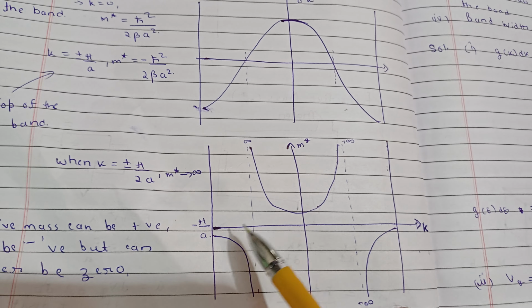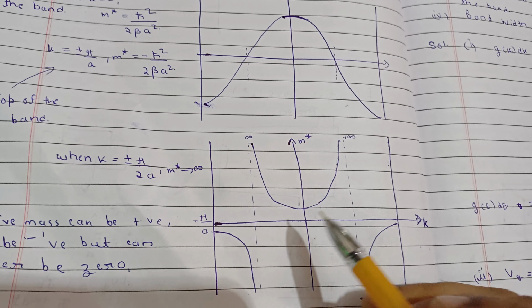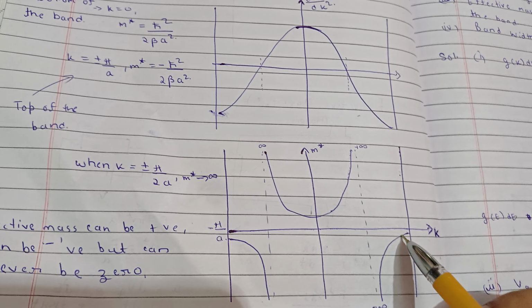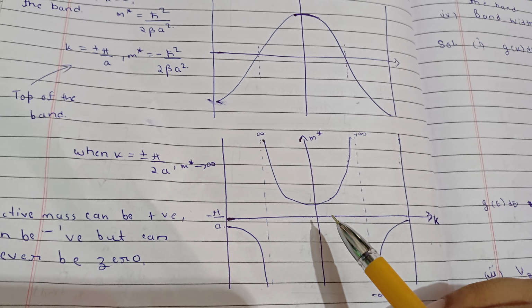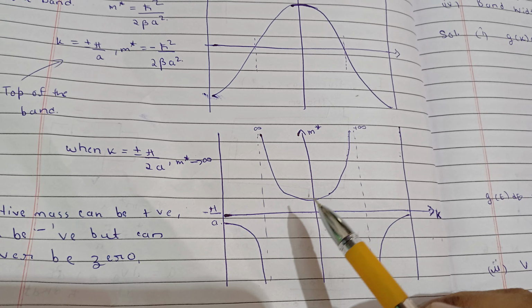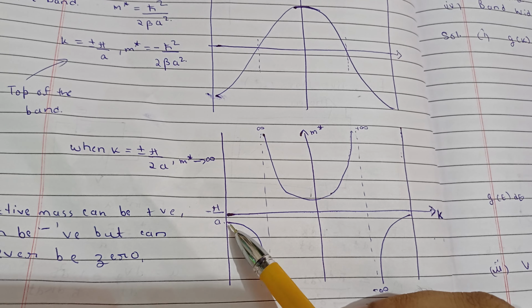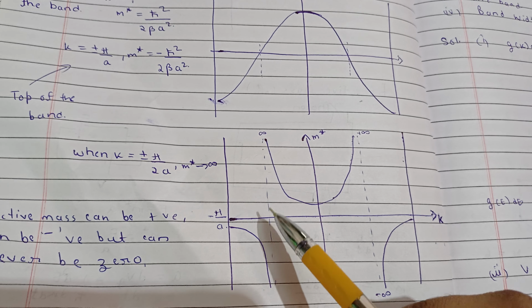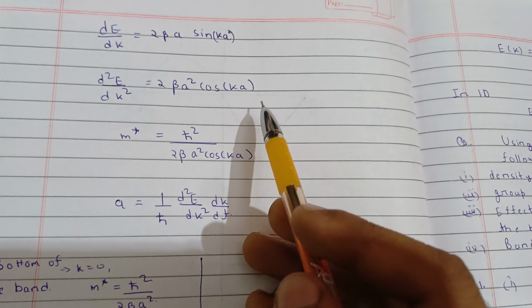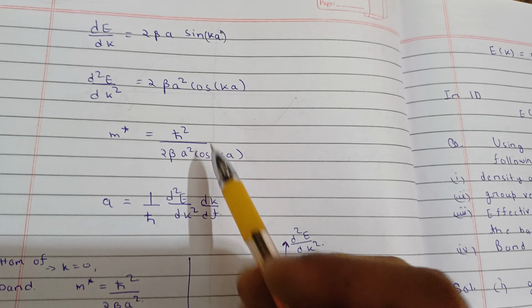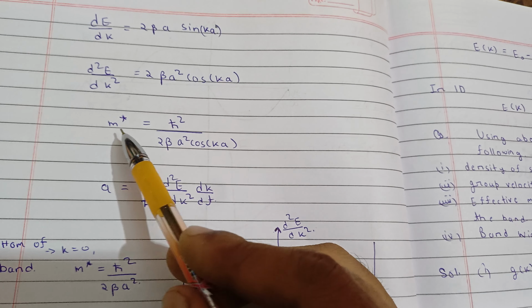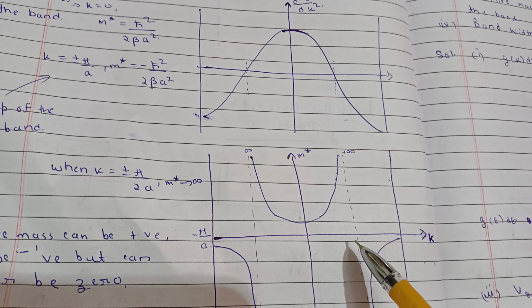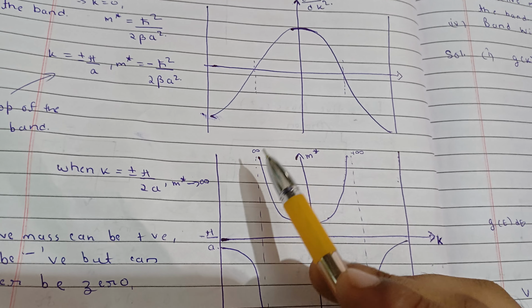Now the magnitudes of these values are the same, all three, but this is called the bottom of the effective mass, and this is called the top of the effective mass. Just remember these terms, they are used very much in the questions. They have the same magnitude but different sign. Now what happens at these sides? When it is pi by 2a, the effective mass tends to infinity.